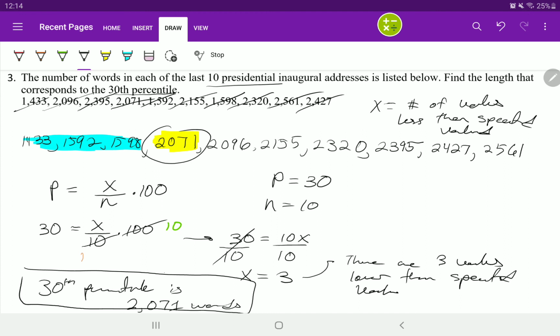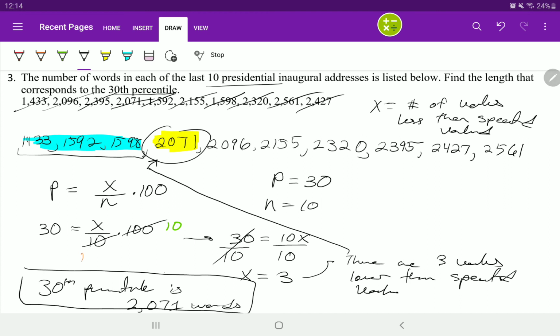Now, if X was equal to like 5, then the value would be 2155, because X represents the number of values lower than the specified value, and there would be 5 values that are lower than 2155. That's why 2155 would be the 50th percentile. But in this case, because we want 3 values that are lower than the specified value, our value has to be 2071, once again because there are 3 values that are smaller than 2071.